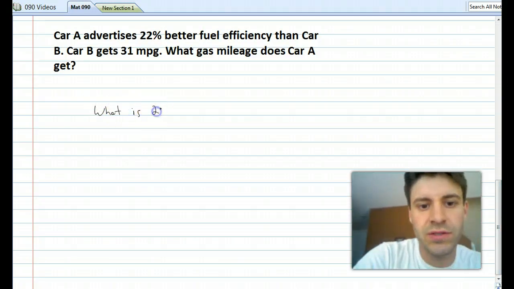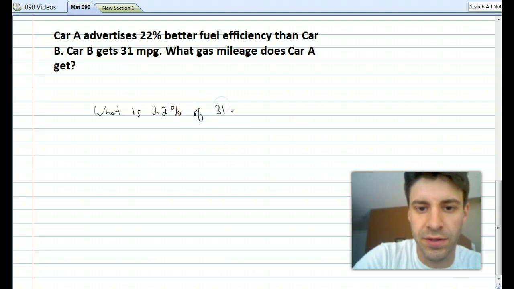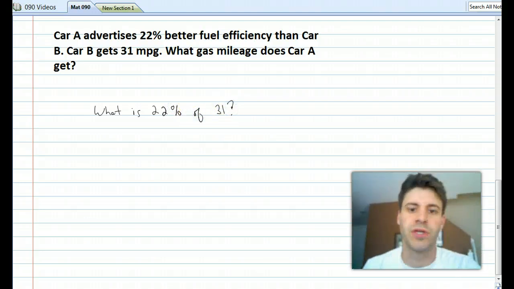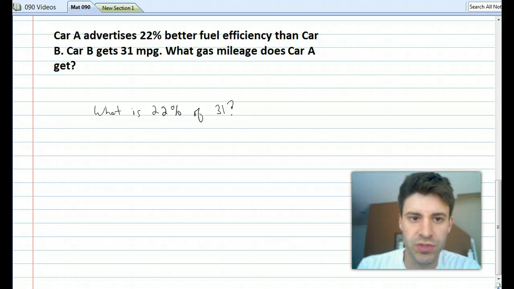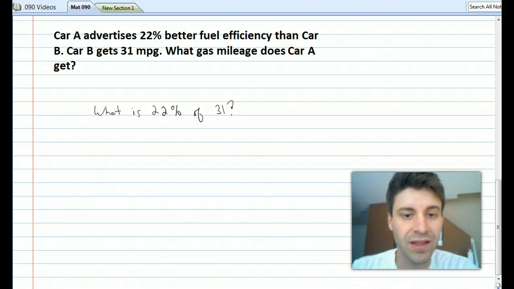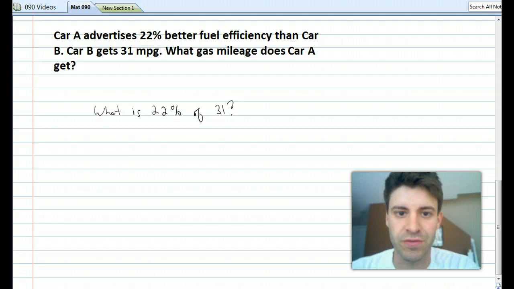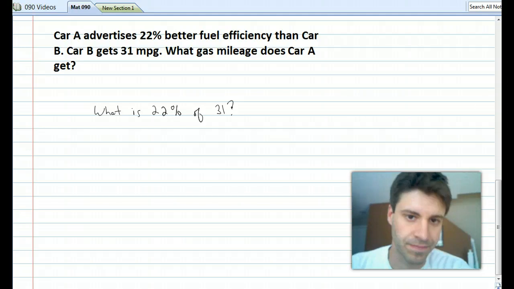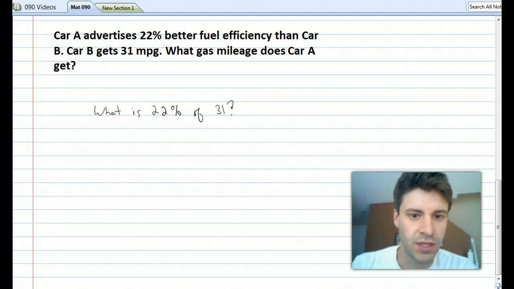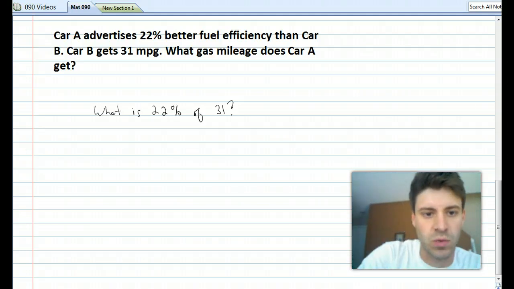Okay, the question that I'm coming up with is, what is 22% of 31 miles per gallon? If we know what 22% of 31 miles per gallon is, then that's going to at least get us a start, and we'll finish solving the problem with simple addition. But let's see what happens here. What is 22% of 31?